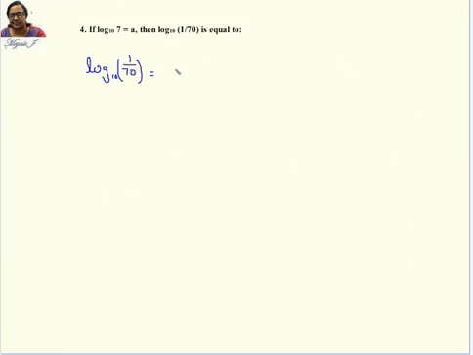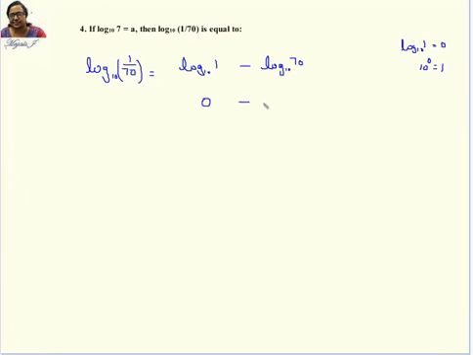Good. So here it is going to be log 1 minus log 70. And of course, in both cases, the base is 10. And then what is log 1? What is log 1? 0. Right. Log 1 is always 0. You can write it this way: log 1 to the base 10 equal to 0, which means 10 power 0 equal to 1.